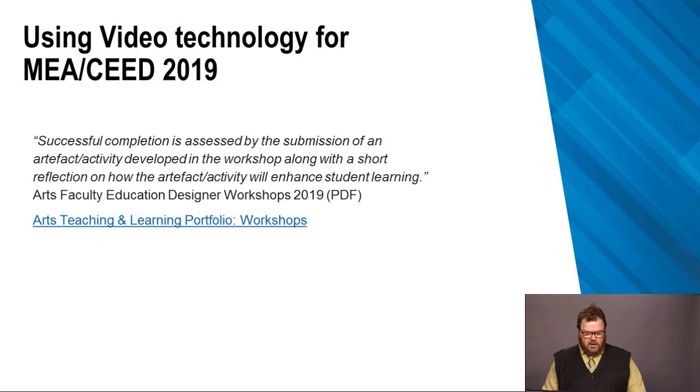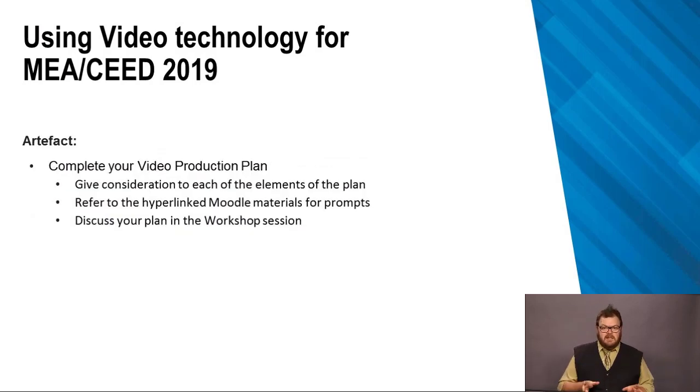So mentioning that assessment item, some of you may be considering the MEA Seed module option for this workshop and that qualification that comes with that. You can find that information about that on the Teaching and Learning portfolio. But just specific to this workshop, there are some things to consider. So as I said, the video production plan is the assessed item for this workshop. And if you locate the video production plan, you can see there all the steps that you need to consider and all the items there that you need to consider. So give consideration to each one of those.